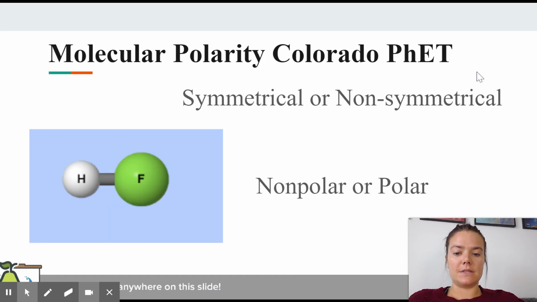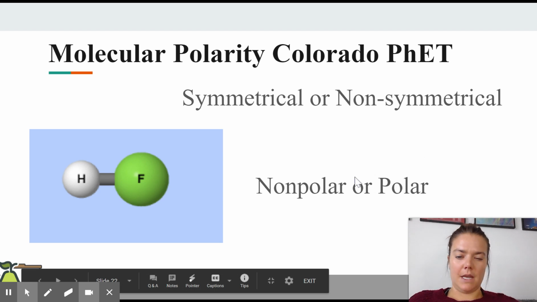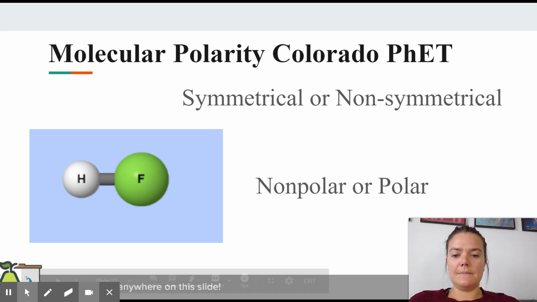Now, let's practice this with several examples. First identify this as either symmetrical or non-symmetrical, and then identify it as nonpolar or polar, remembering that symmetrical goes with nonpolar, non-symmetrical goes with polar. I know that can be tricky sometimes and can easily get twisted. All right, so what do we think?